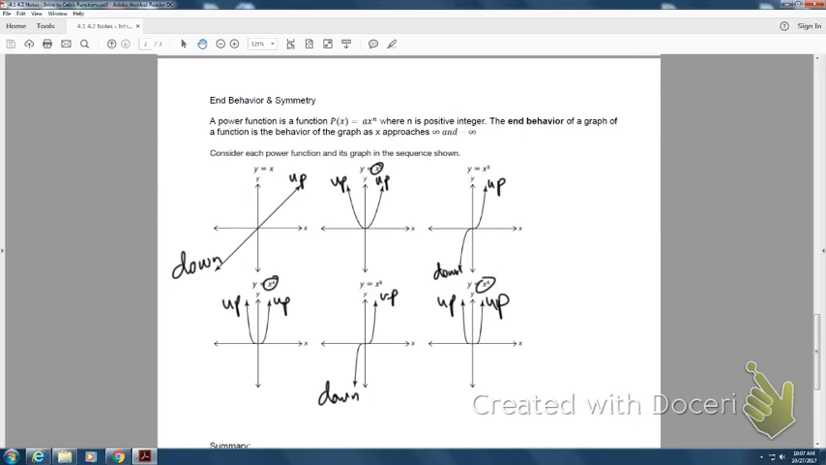Alright, so we need to make sure that we're aware of a couple other things as well on these. If you have an even degree, and we'll talk about that terminology a lot more in this unit, it's just that exponent. If you have an even degree, on these examples they are symmetric about the y-axis.